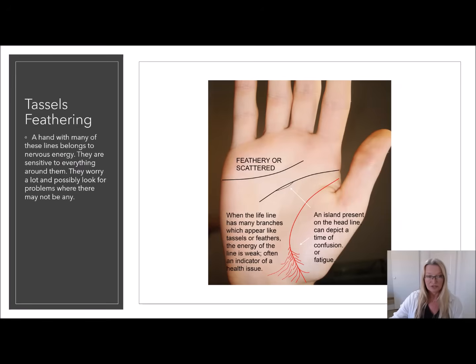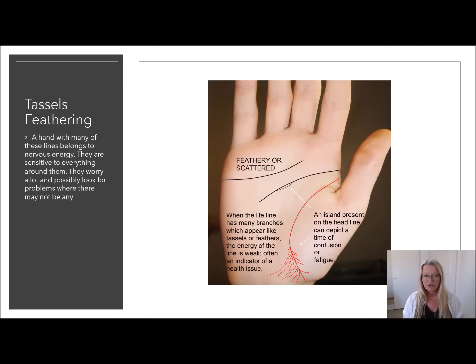Okay, the tassels. A hand that has many of these tassel-y kind of lines belongs to someone with nervous energy. Some people have them all over the palm like spider webs. That means that in general they have a lot of nervous energy and they're sensitive to everything around them. They worry a lot, and they might even look for problems where there are no problems.